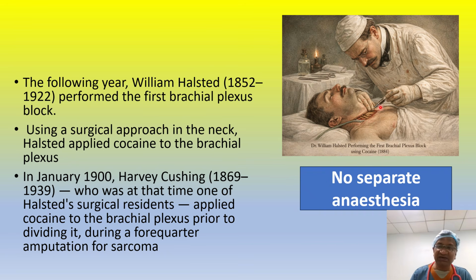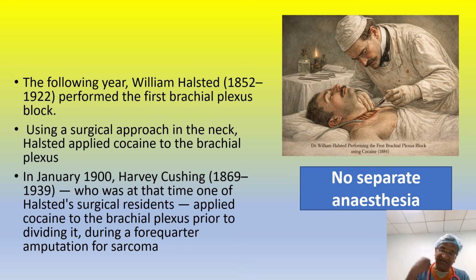William Halsted opened up the neck to spray cocaine into the brachial plexus and numbed the hands. I was looking at how he established anesthesia for cutting the skin. It was written that he infiltrated cocaine only. So that is how the brachial plexus block by open method was started by William Halsted in the 1890s.